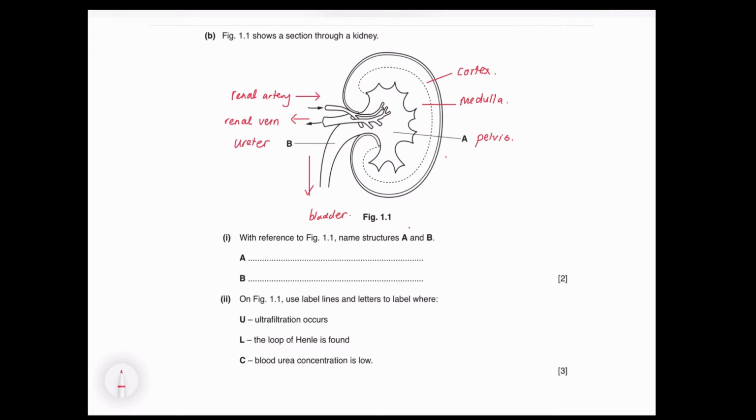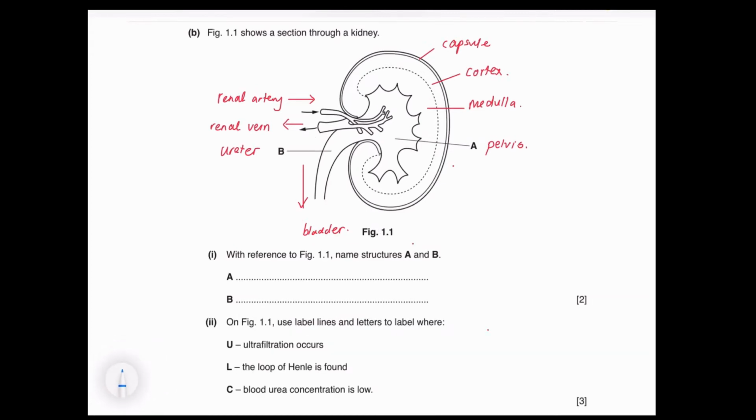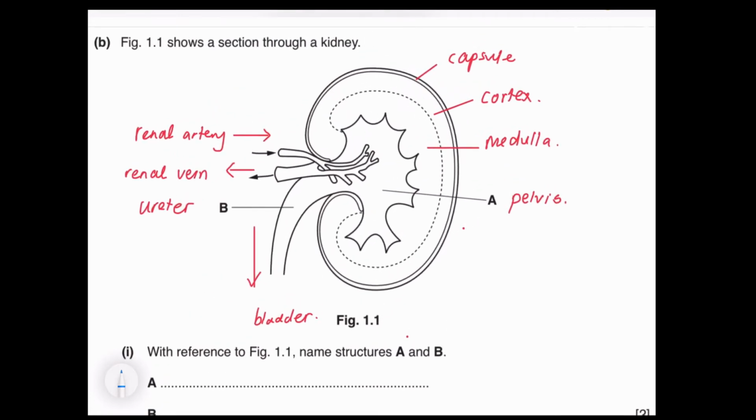So what is the outermost layer then? This one is known as the capsule, but usually it's not mentioned because it's not involved in the process of filtration. So where does the filtration occur, or where is the filtering unit? The filtering unit in a kidney is known as a nephron, and it's usually shown as a small U-shaped structure here, known as the Bowman's capsule.